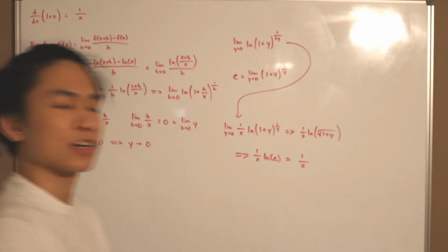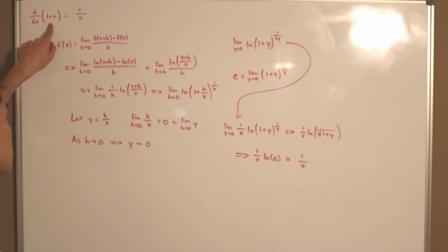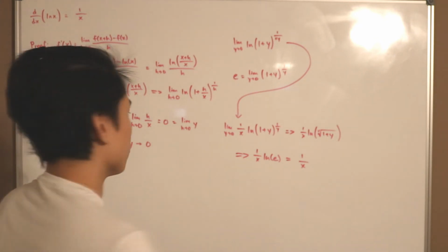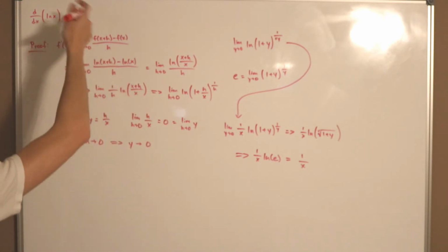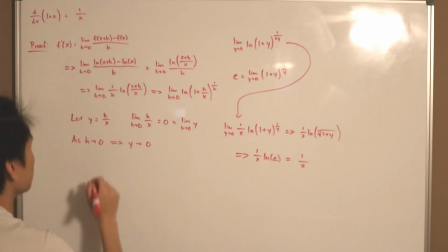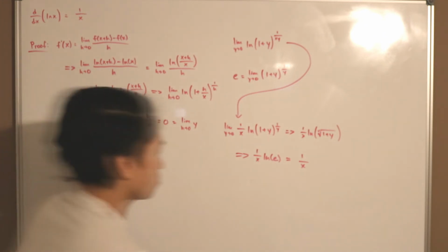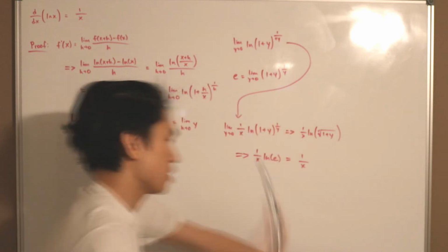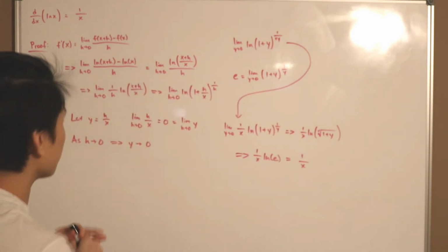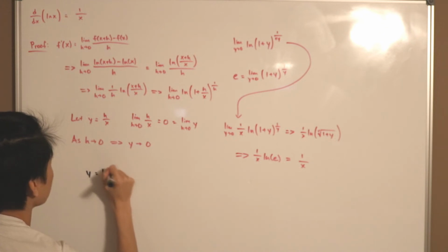And for the sake of it, let's have some fun. Why don't we prove that the derivative of the natural log of x equals 1 over x by using implicit differentiation. So let's define y equals the natural log of x.